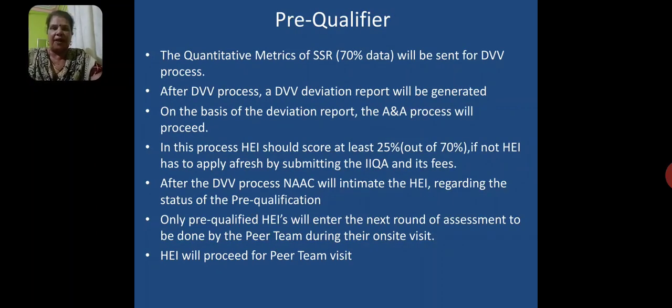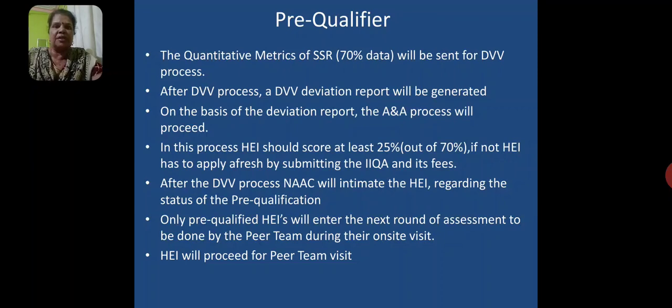About the pre-qualifier: the quantitative metrics of SSR, that is 70% of data, will be sent for the DVV process, data validation and verification process. After the DVV process, a DVV deviation report will be generated. On the basis of the deviation report, the A&A process will proceed. A&A here means the assessment and accreditation process will start.